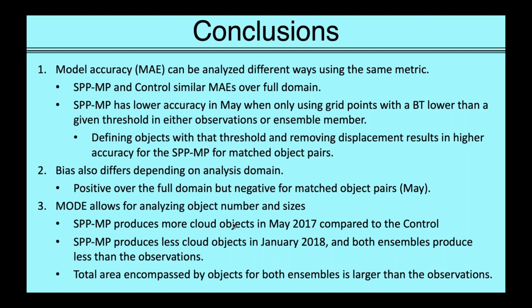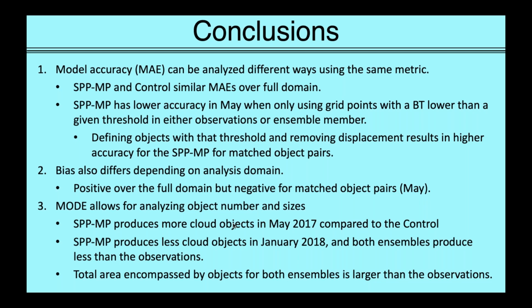And so while we had lower accuracy when we looked at grid points less than 235 Kelvin, but better accuracy when we looked at the objects defined with 235 Kelvin, what that means is that we're dealing with a lot of displacement between these clouds in the SPP MP, at least compared to the control. That would be a result of larger displacement. So when we define objects, we remove the displacement, we got a higher accuracy.